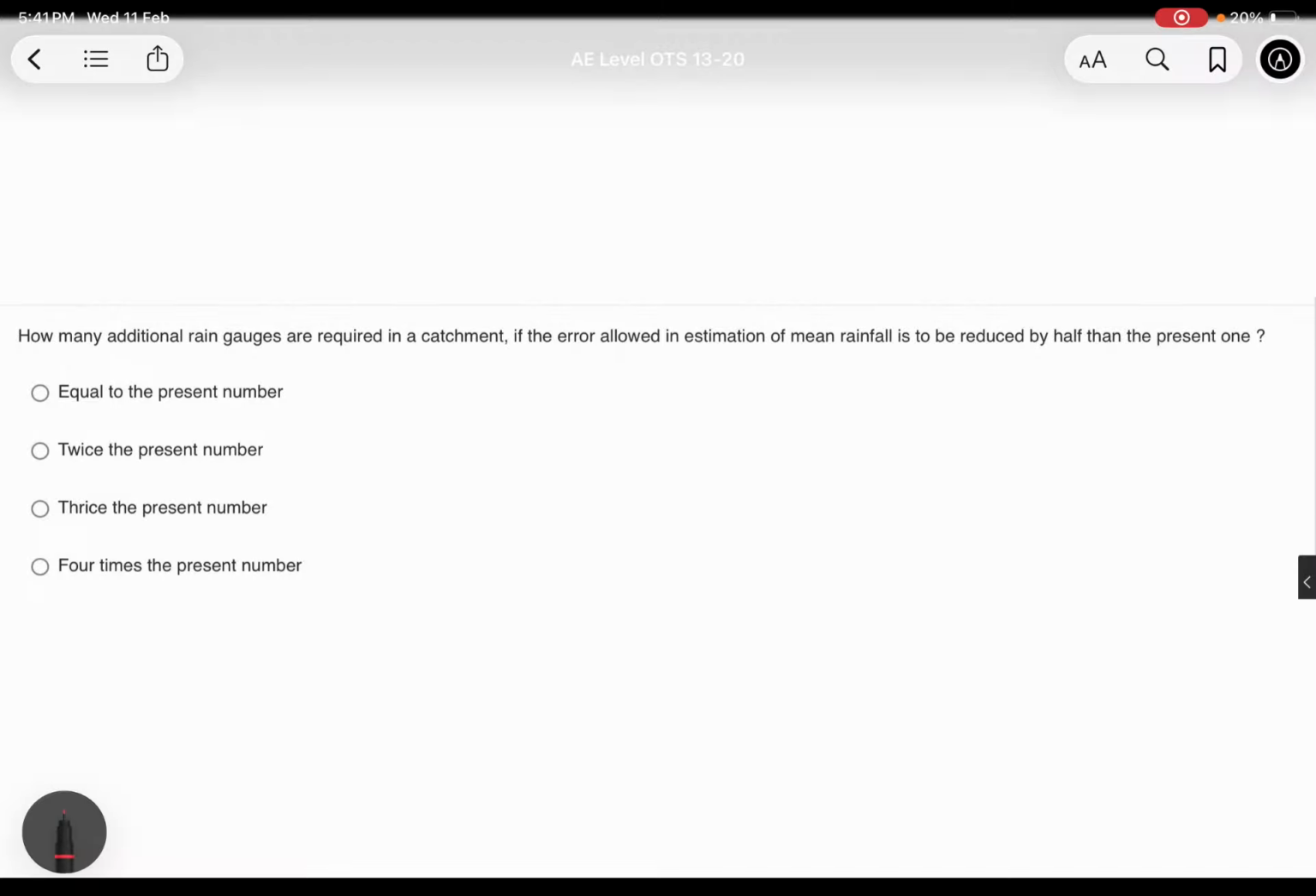Next comes this question: how many additional rain gauges are required in a catchment if the error allowed in the estimation of mean rainfall is to be reduced by half than the present one? How many additional rain gauges are required in a catchment if the error allowed in estimation of mean rainfall is to be reduced by half than the present one? It will come in this; let's see, let's solve it. What is the optimum number of rain gauges?